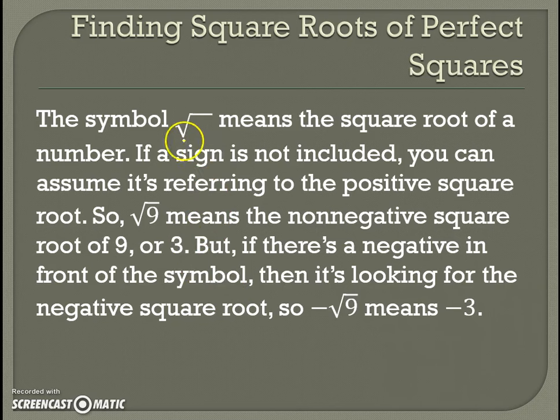It says the symbol, this is called a radical. All right, it's not written out in your notes. You may want to make note of that. Here, I'll write it right here. This is the radical symbol. And it's not like Ninja Turtles radical. It's just called the radical. Radical means the square root of a number. If a sign is not included, you could assume it's referring to the positive square root.